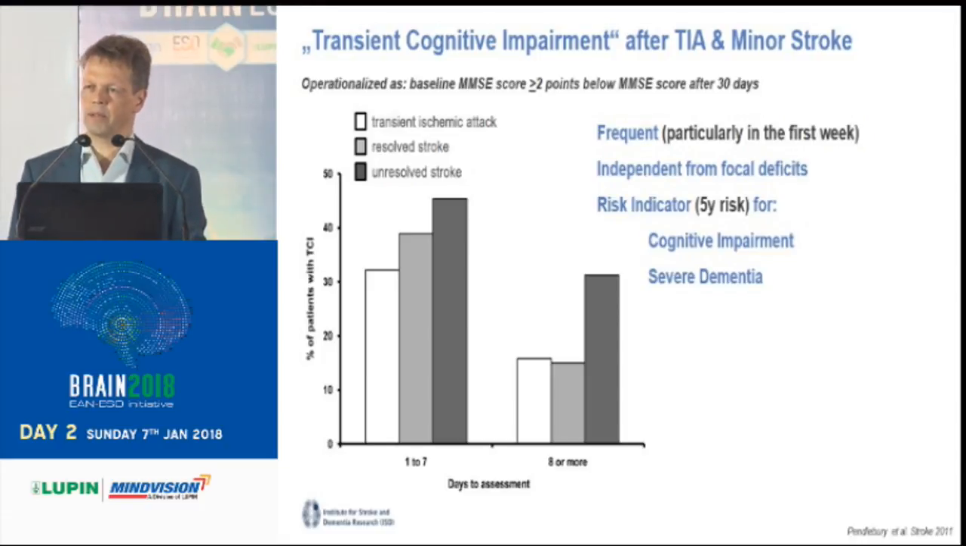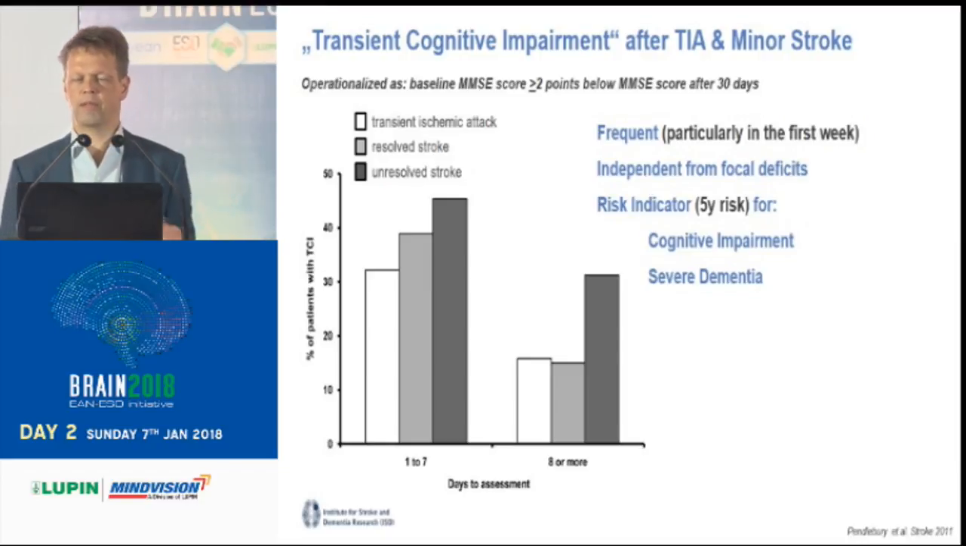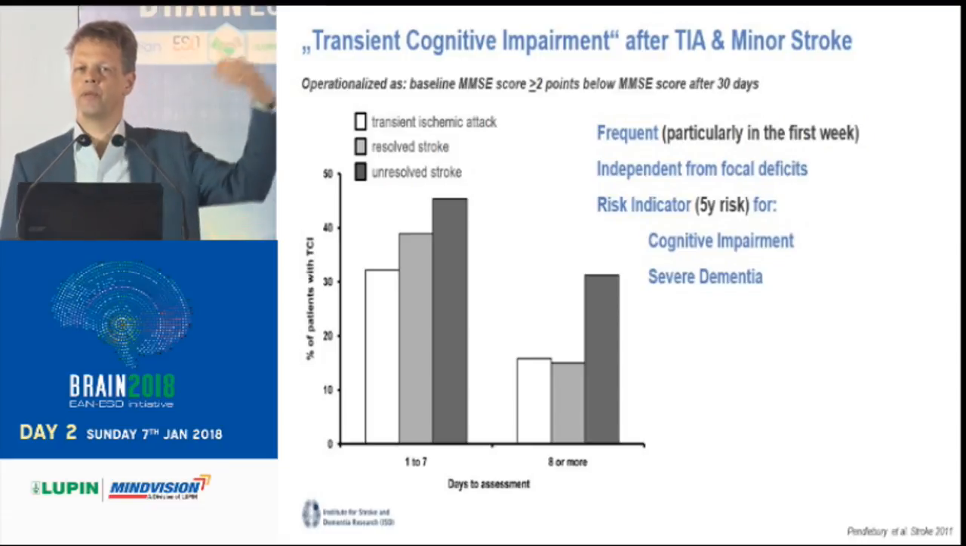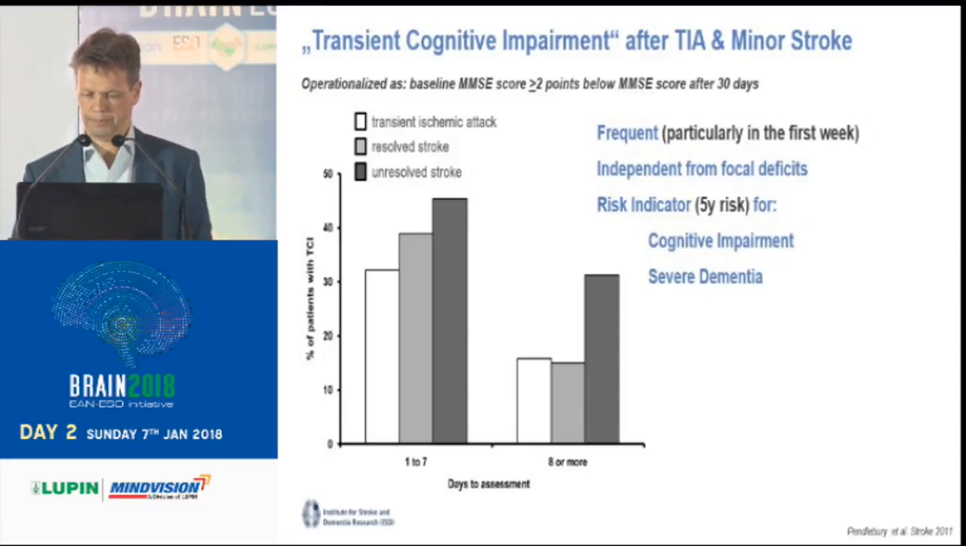And the prevalence of transient cognitive impairment is higher in the first week after stroke than if you test 8 days or later after stroke. So it really corresponds to the phenomenon of transient ischemic attacks. So you have delirium, which is a short confusional state, and you have transient cognitive impairment, which does not necessarily need to be very severe. So it's frequent, it's independent from focal neurological deficits, and again, like delirium, transient cognitive impairment is an indicator for the risk of developing dementia in the future.